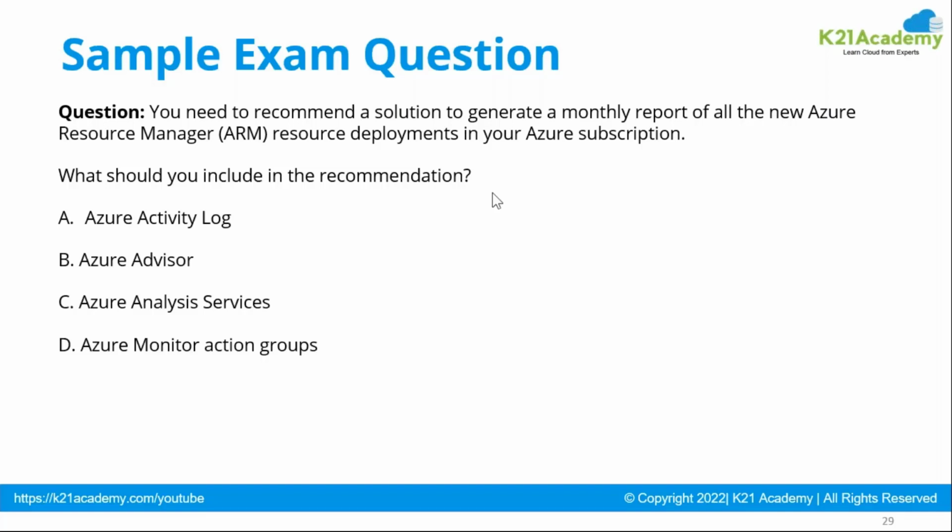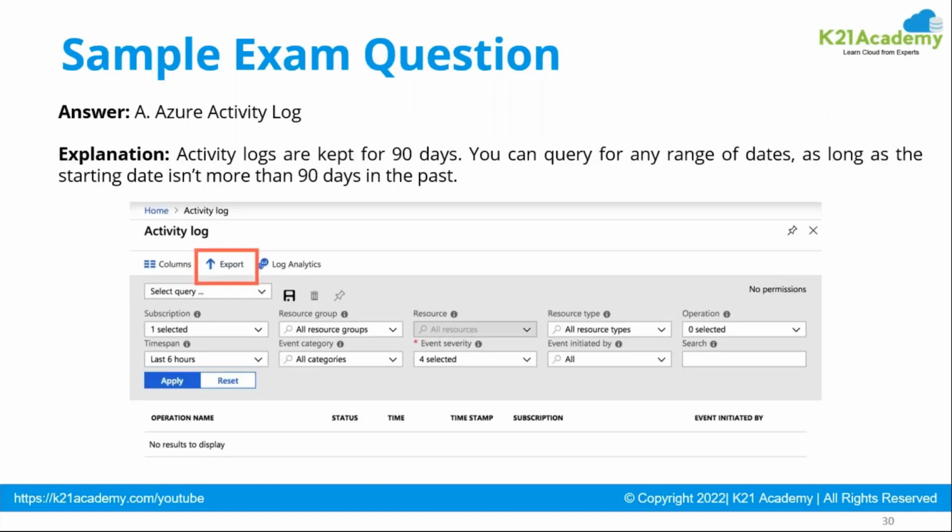You need to recommend a solution to generate a monthly report for all new resources. We are talking about the deployment, guys. Let's say between the 1st of February and the 27th of February, how many new resources have you deployed? With the help of the Activity Log, you will be able to export this data for 90 days. If it is beyond 90 days, then you have to ask Microsoft to provide that information. But for a 90-day duration, you can easily target the Activity Log because by default, it keeps the data for 90 days.